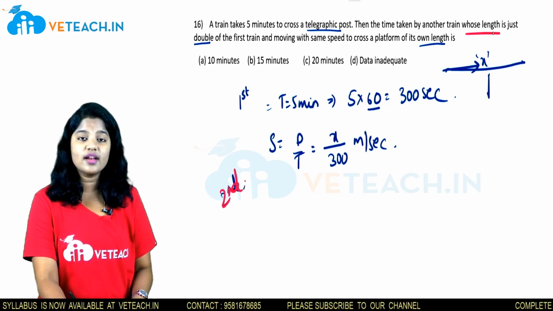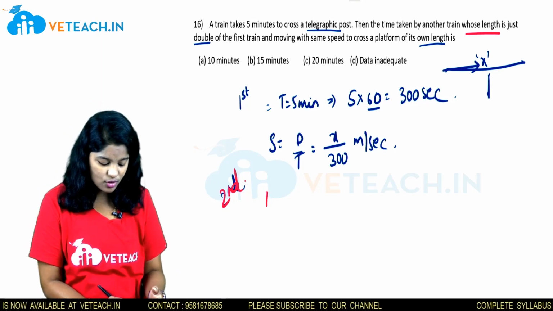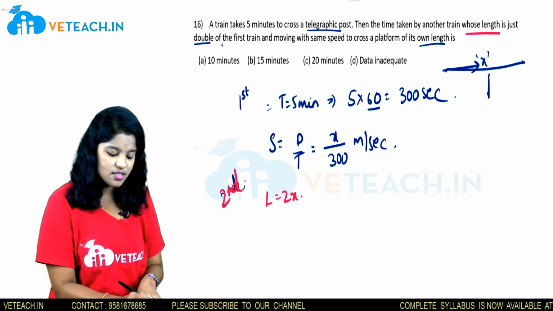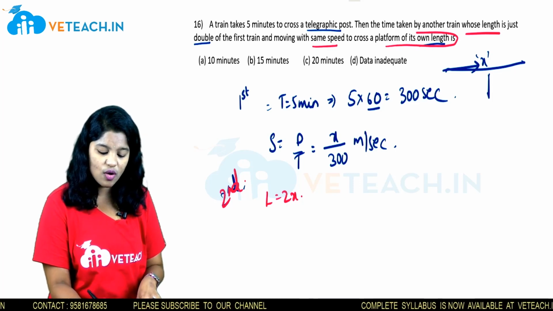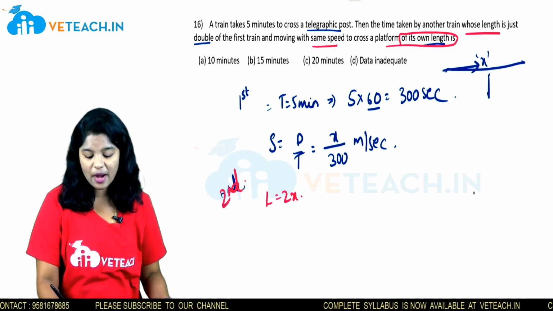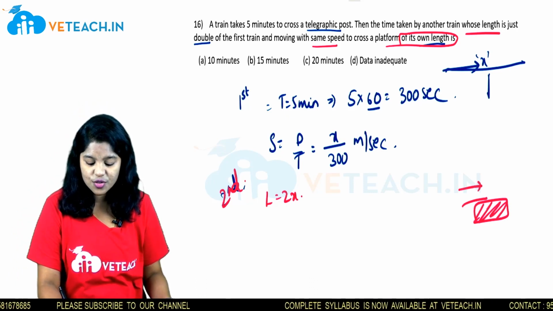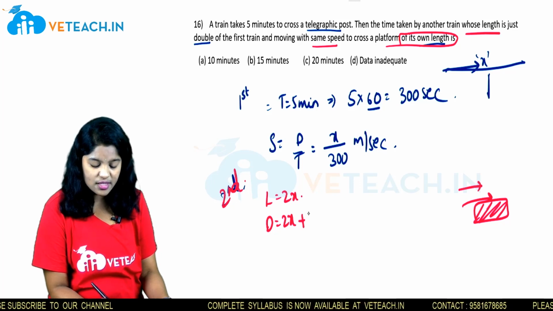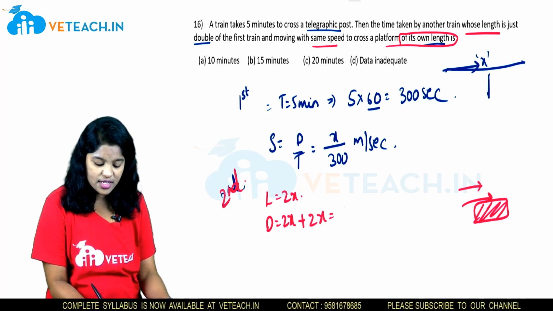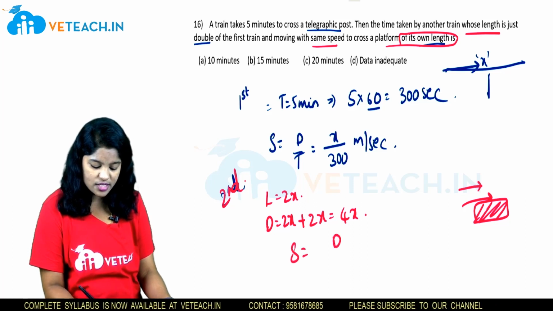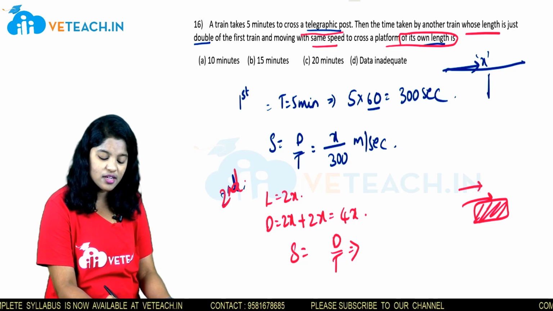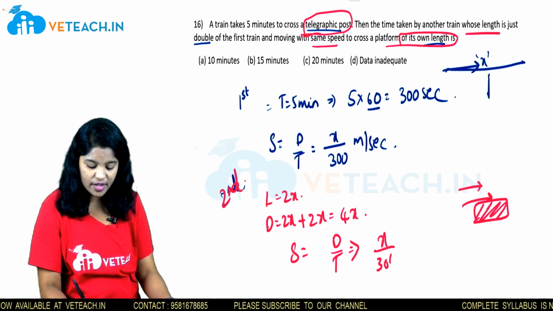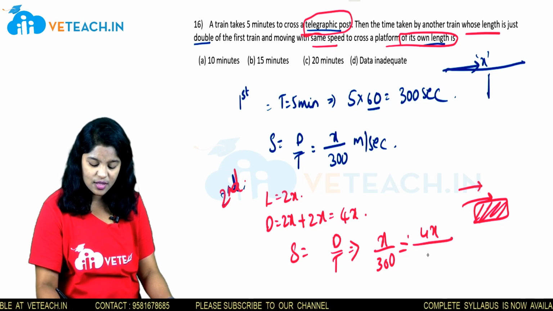Now the length of the second train is twice that of the first train, so the length of the second train is 2x. They have asked for the time taken by another train, whose length is double that of the first train and moving with the same speed, to cross a platform of its own length. When it is crossing the platform, it should travel its own length and also cross the length of the platform. So the total distance covered will be its own length plus the length of the platform, which is also equal to the length of the train. So it is 4x. Now speed is equal to distance by time. The speed is the same speed as when it crosses the telegraphic post, that is x by 300 is equal to 4x by time.